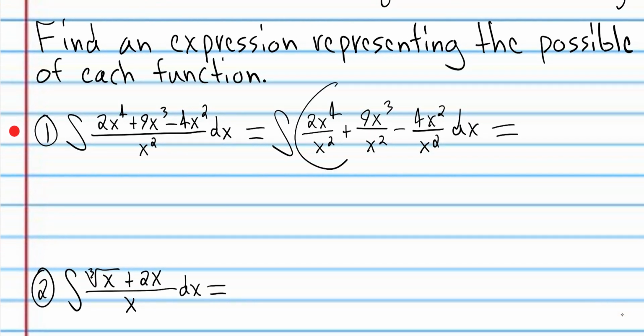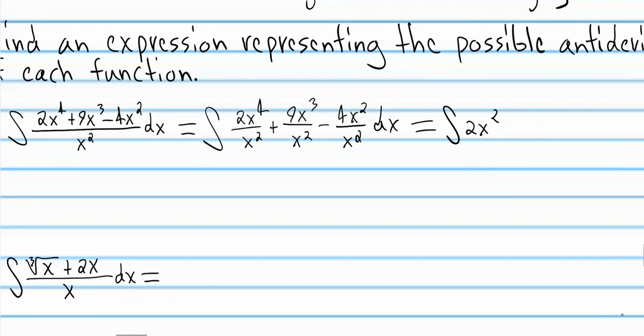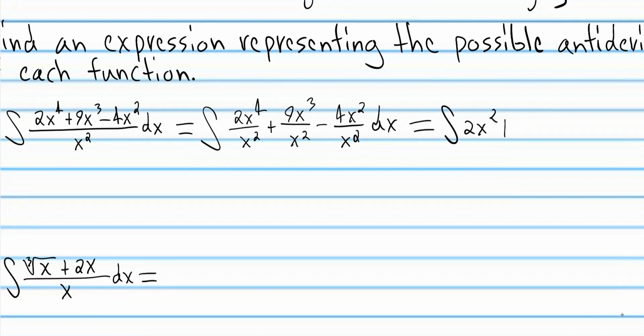So now we're dividing powers. So what do we do? Well, obviously we just subtract the exponents. So we have 2x to the second power, and we have 9x, and we have 4, because 2 minus 2 is 0, but x to the 0 power is 1.